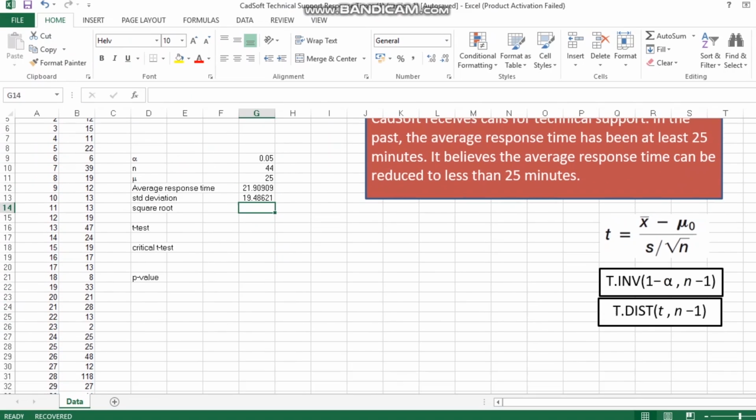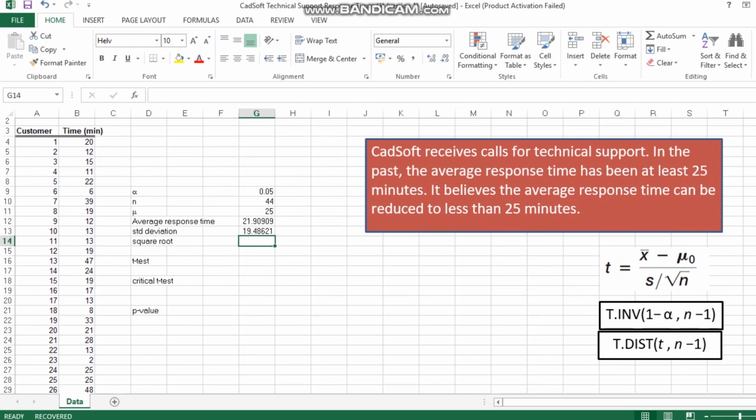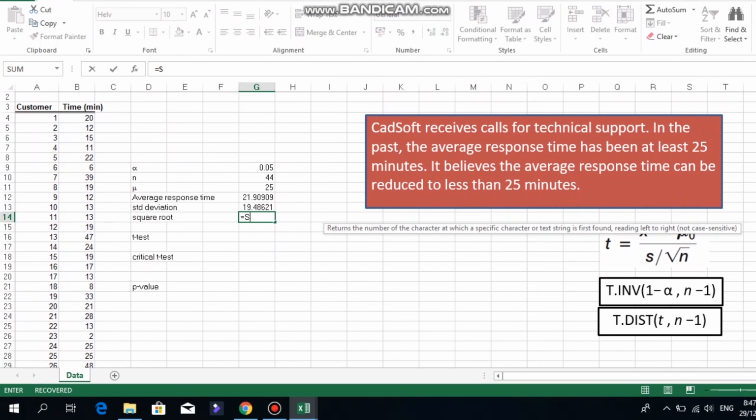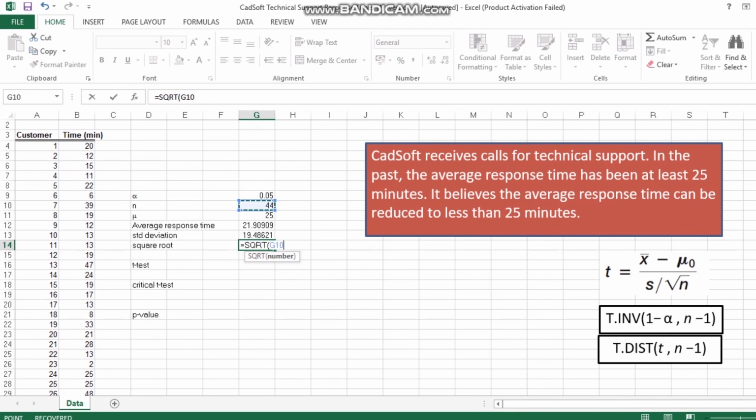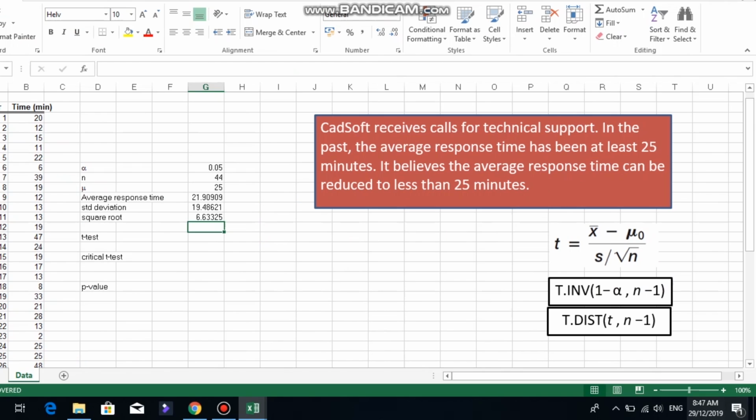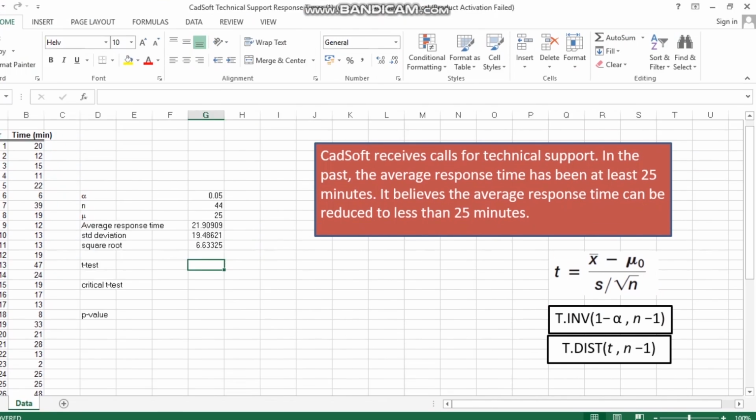So you will get 6.6325. Next is the square root. We will use a square root formula, but for the square root we will take n. And then enter. So you will get 6.6325. So the next is the t-test.